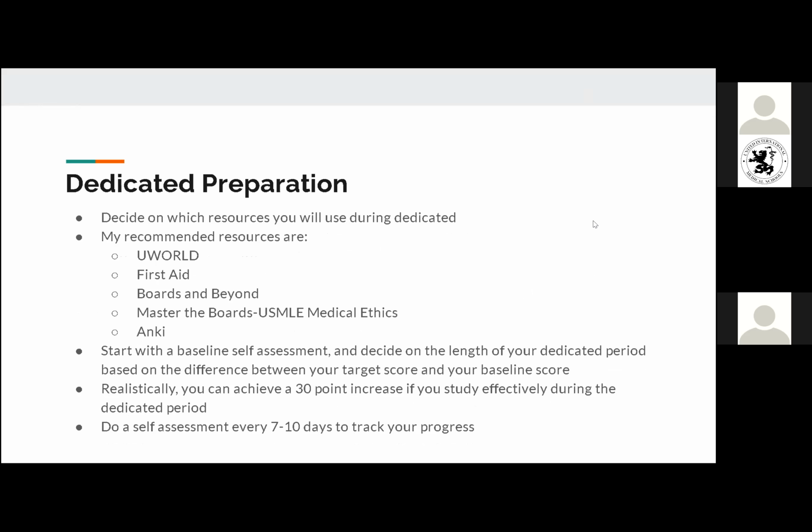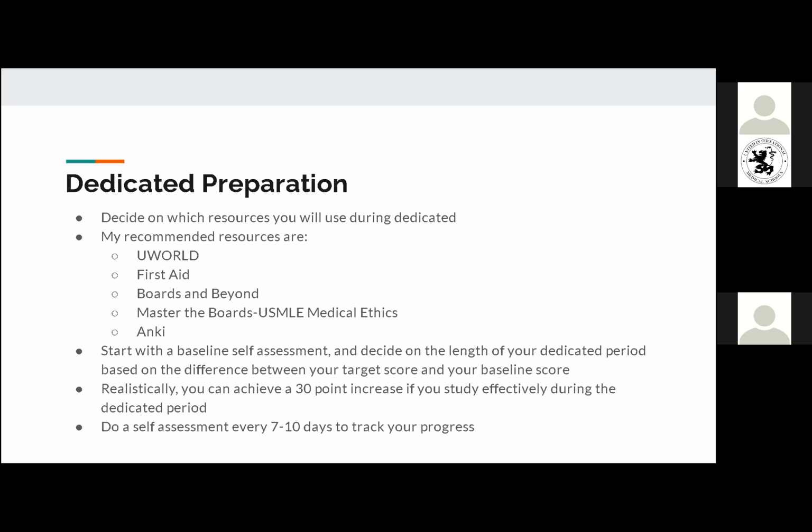My recommended resources are UWorld, First Aid, Boards and Beyond, Master the Boards, the ethics book, and Anki. First of all, you need to start with a baseline self-assessment, and then based on the score that you get, the difference between that score and your target score, you can decide on the length of your dedicated preparation.